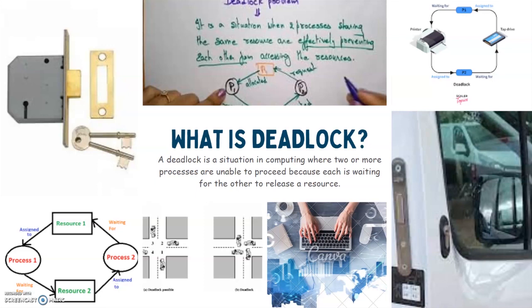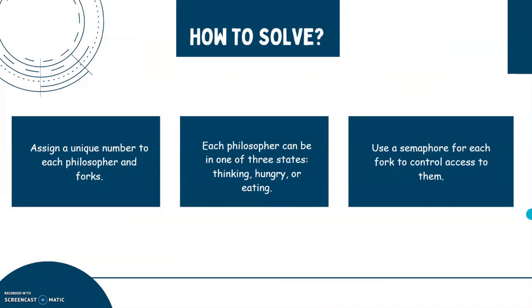So, for the example of the dining philosopher's problem, we can see the deadlock occurs when each philosopher wants to use the forks simultaneously. That is when the deadlock occurs. So we need to prevent it because it is very dangerous. So there is a solution for it. These are the three solutions that we can use to prevent the deadlock.